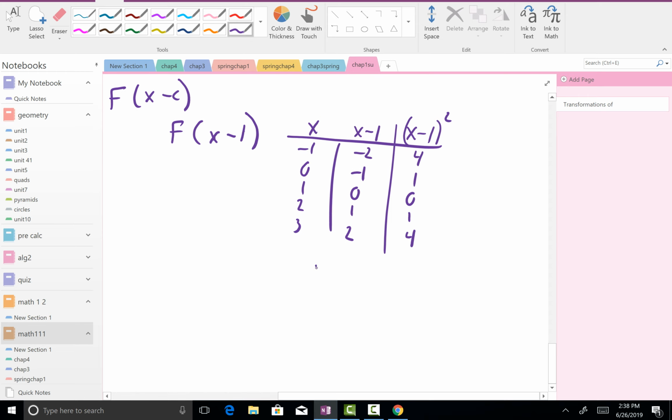Now let's graph this. So we have -1 and 4, 0 and 1, 1 and 0, oh, I have 2 and 1, sorry, and then 3 and 4, so it looks like this. Okay, so you can see how it's been shifted over 1 unit and how the shift works, because normally we'd have that curve back here.